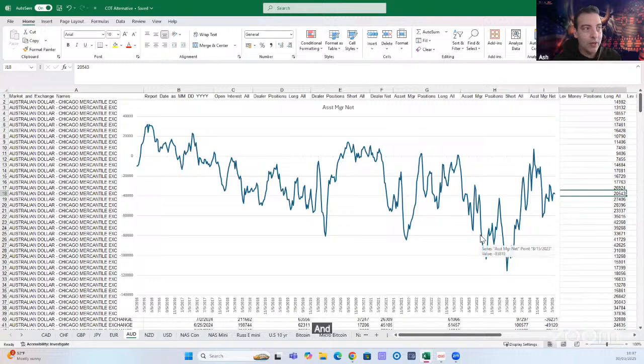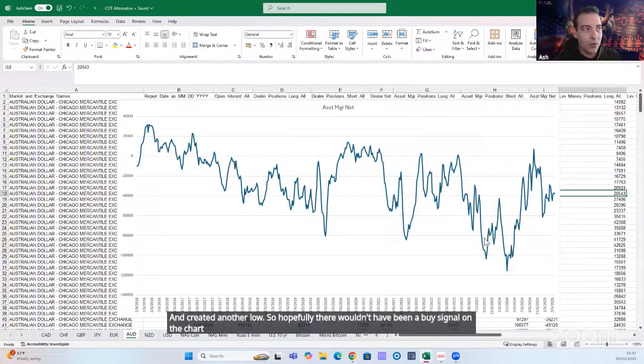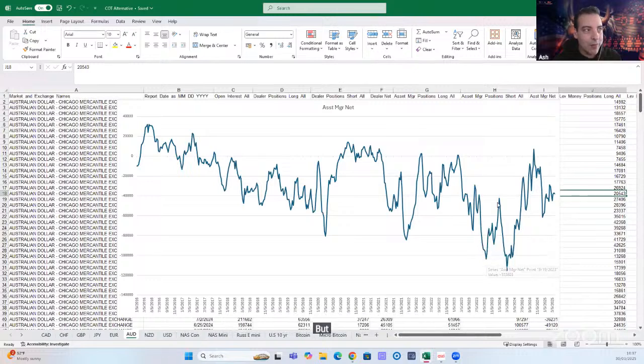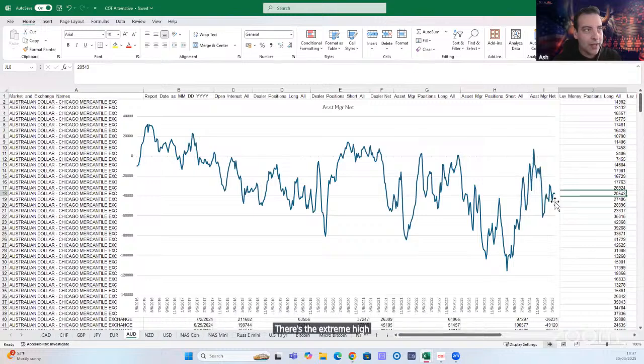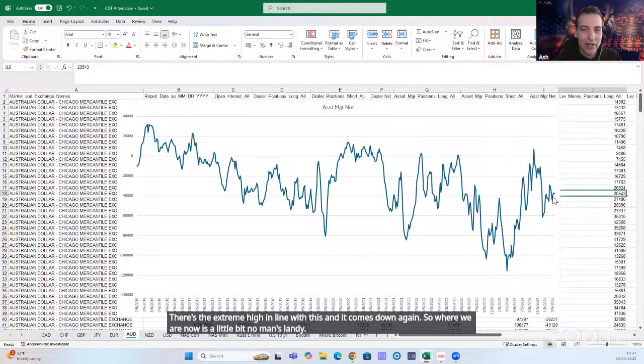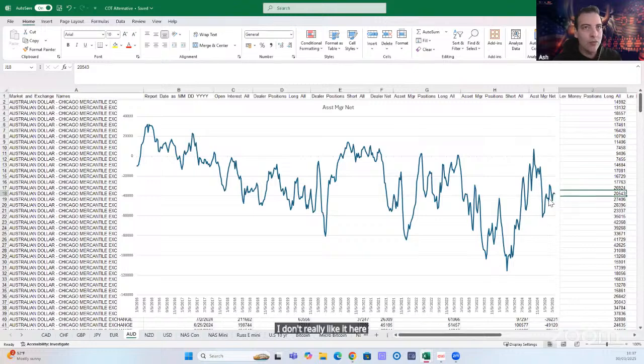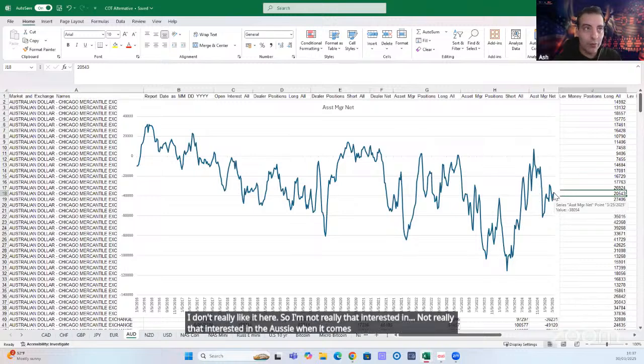So hopefully there wouldn't have been a buy signal on the chart, because I would have been long if there was. But let's say it comes down here now, bounces. So now I'm looking at this as the extreme low. Interesting point. There's the extreme high in line with this, and it comes down again. So where we are now is a little bit no man's land-y. I don't really like it here. So I'm not really that interested in the Aussie when it comes down to the signals from the COT report.